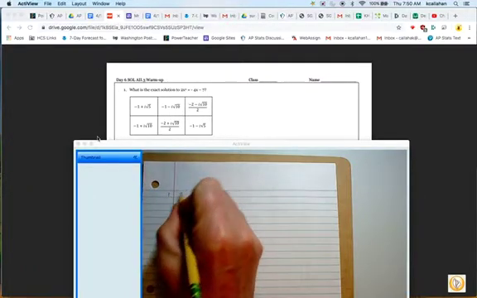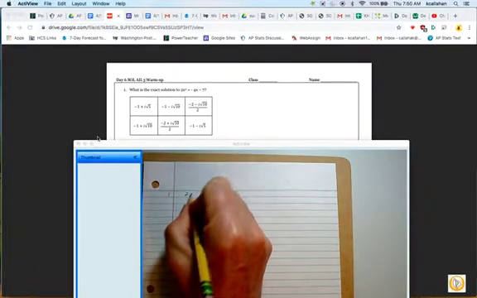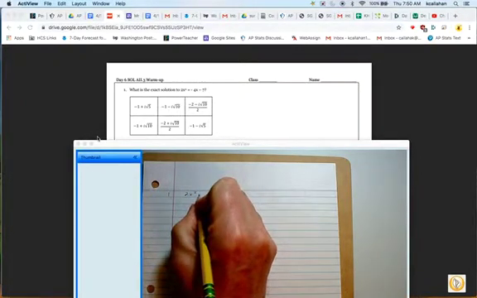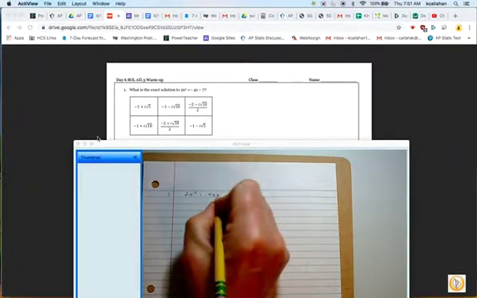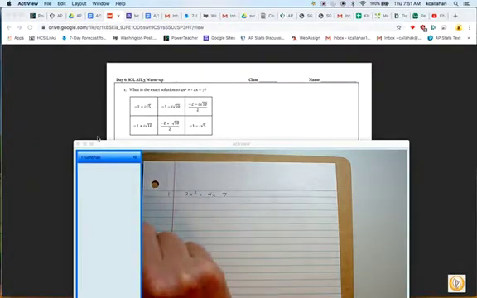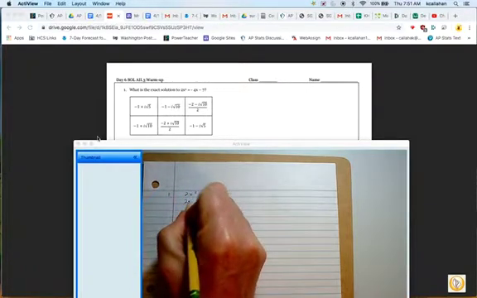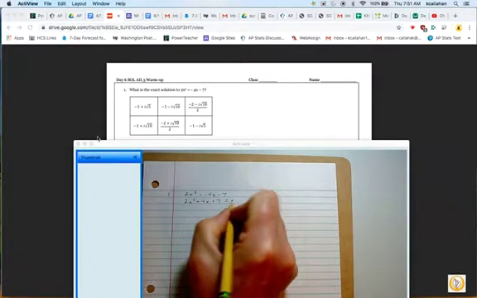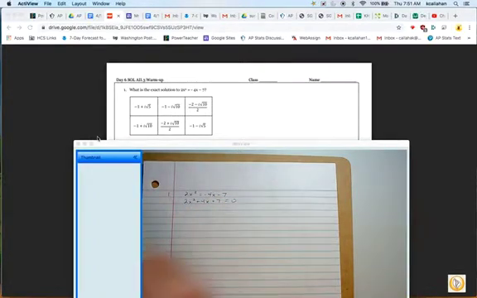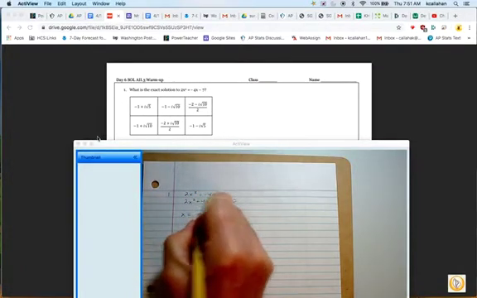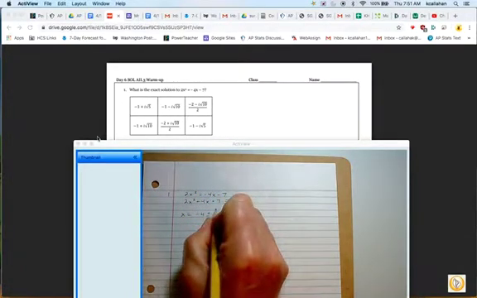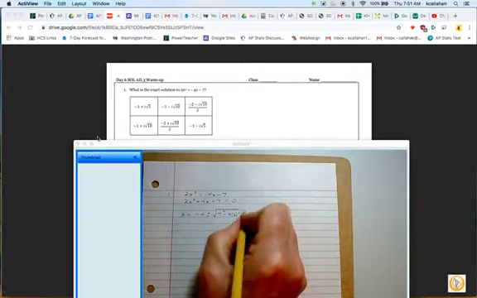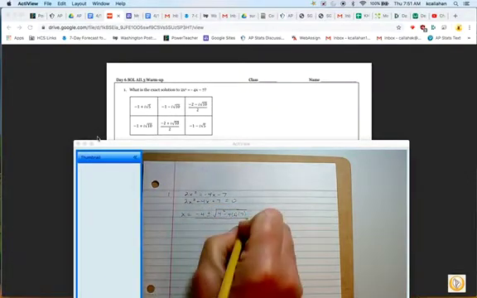2x squared equals negative 4x minus 7. Get all the terms on one side, 0 on the other. 2x squared plus 4x plus 7 equals 0. Quadratic formula: x equals negative 4 plus or minus the square root of 4 squared minus 4 times 2 times 7, divided by 2 times 2.